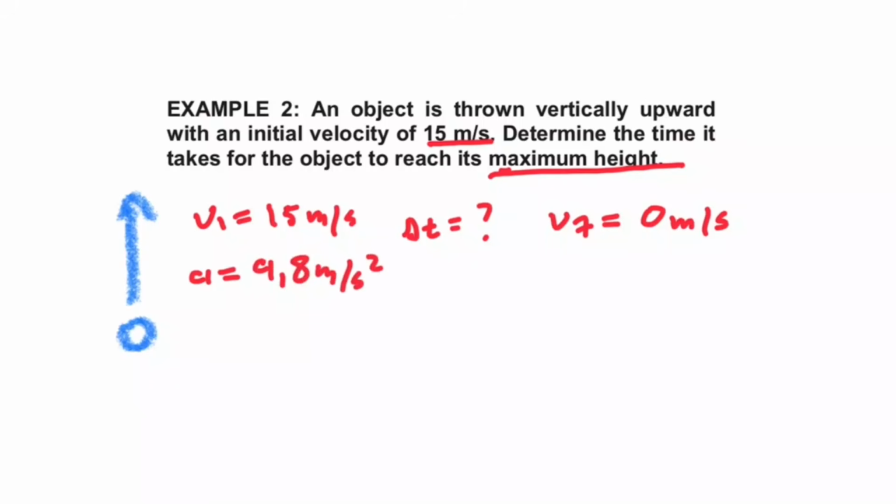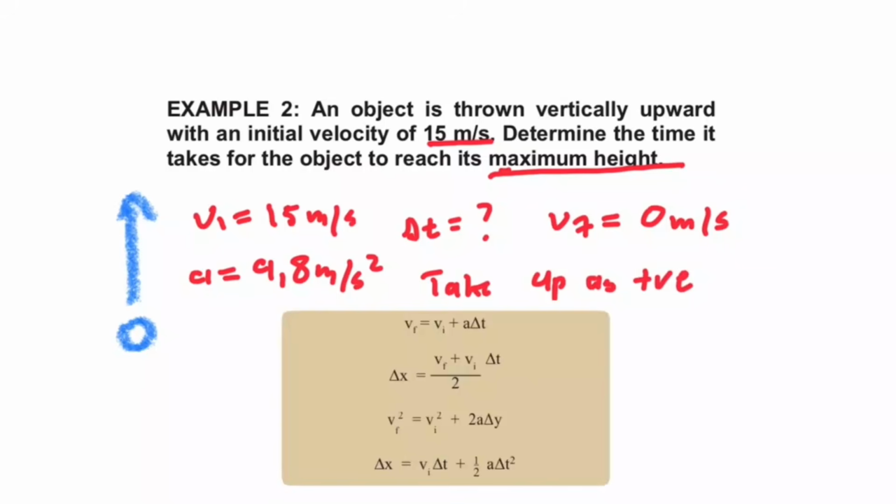I'm sure you saw in our previous example that it is important for us to choose a direction we want to take as positive. Either we take up as positive or down as positive. I'm going to take up as positive. So from those four equations that we have under motion in one dimension, which equation can we use in this problem?